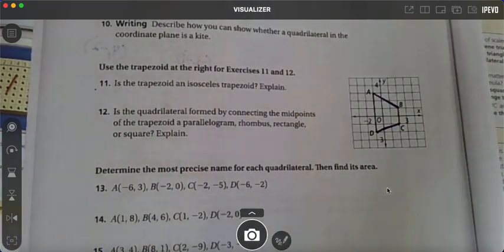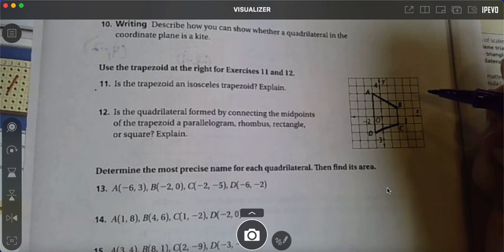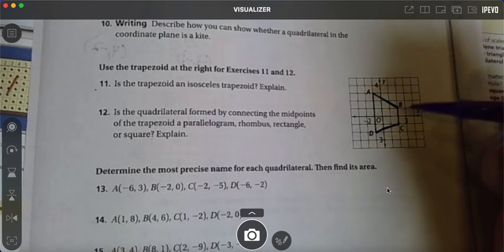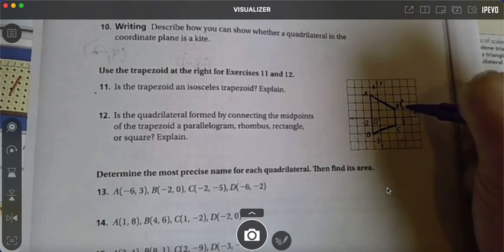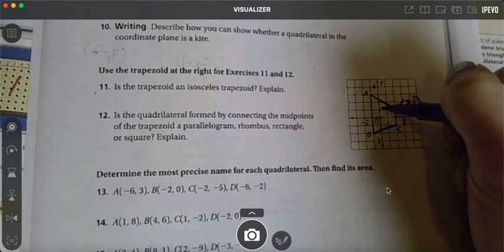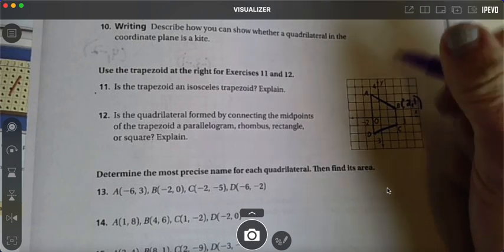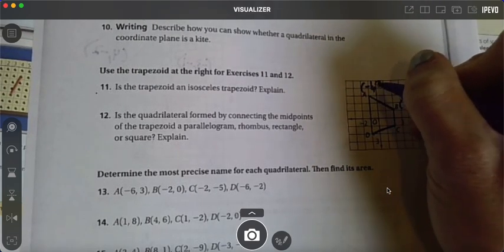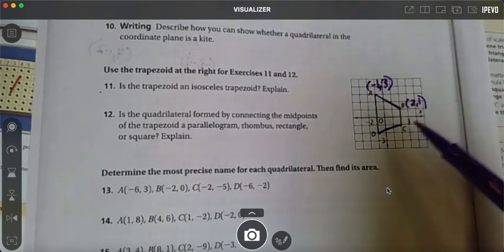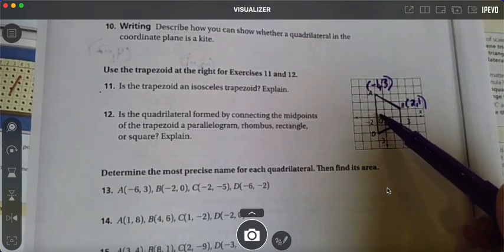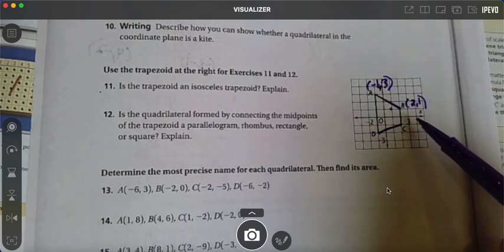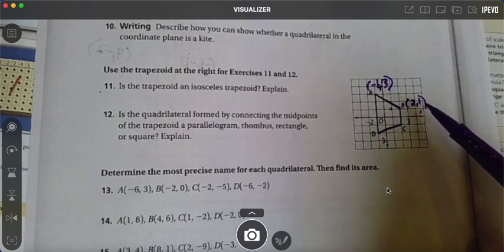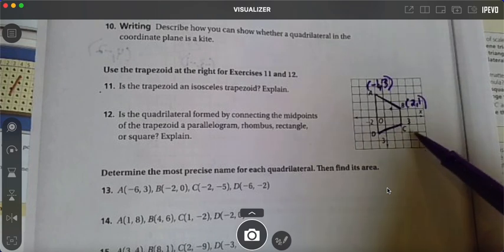I'll give you your 4 ordered pairs, but you have to find 2 of them. Are y'all paying attention? So this one I'm going to go over 2 and up 1. And for A, I'm going to go left 1 and up 3. So negative 1, 3. You're going to find the distance of those 2 points. Write it down. Negative 1, comma 3. 2, comma 1. Then you're going to find the distance of these other 2 points.